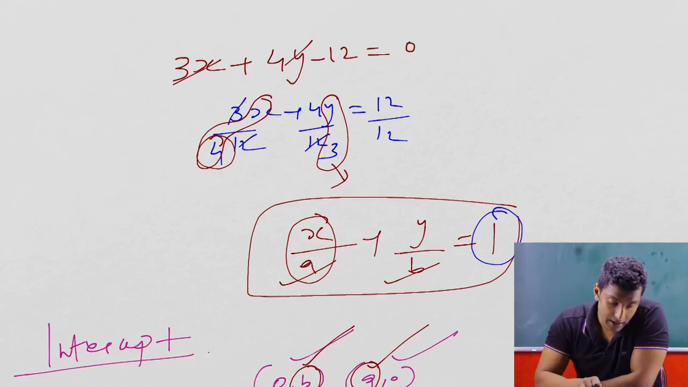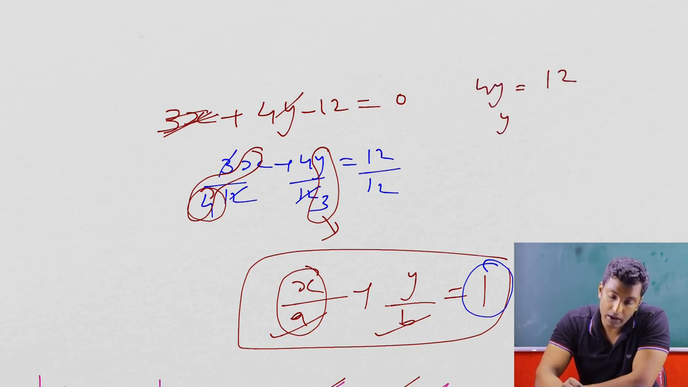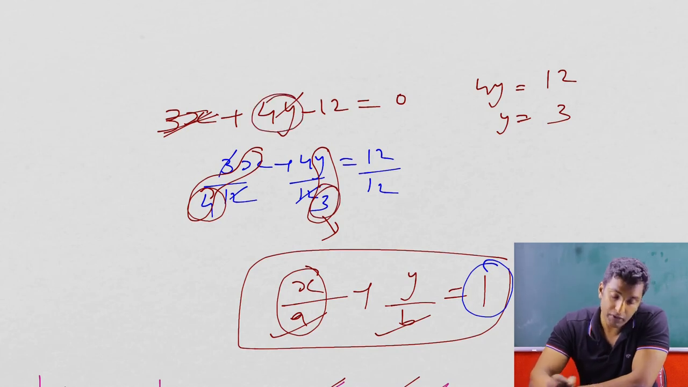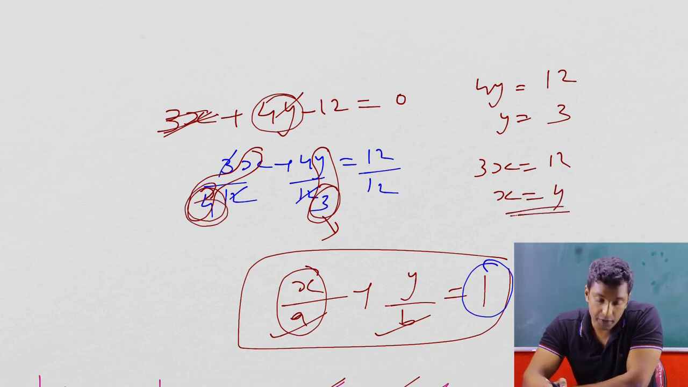And that's what you get when you substitute x equal to 0. When you put x equal to 0, what will happen? 4y equals 12, y equals 3, and that's the y-intercept. Similarly, when you put y equal to 0, 3x equals 12, so x equals 4, and that's your x-intercept. So I hope you understood.